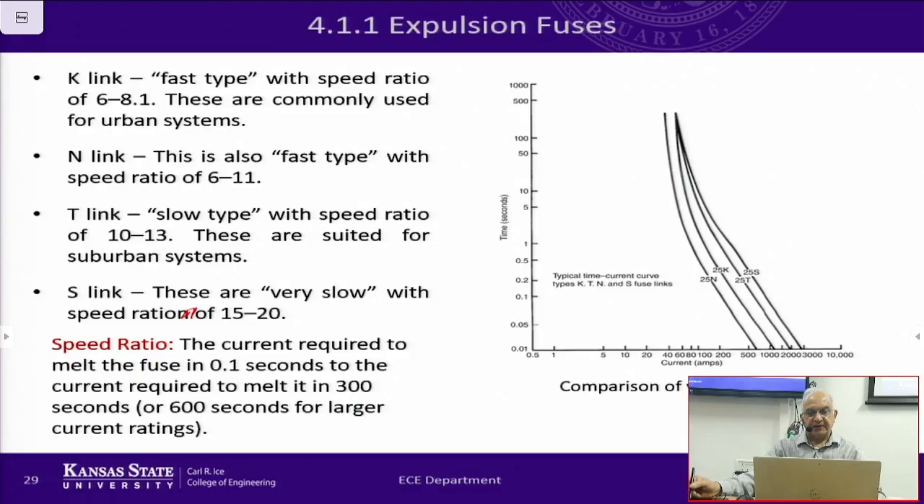So basically, depending on different applications, one can choose the fuse that you're looking for. And the key thing is that these fuses have to be coordinated with other devices in the system.